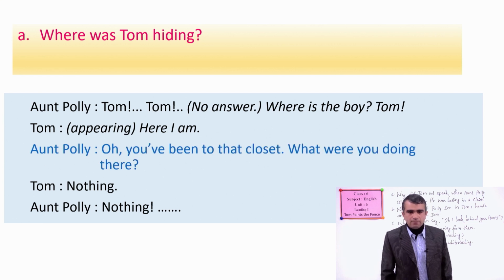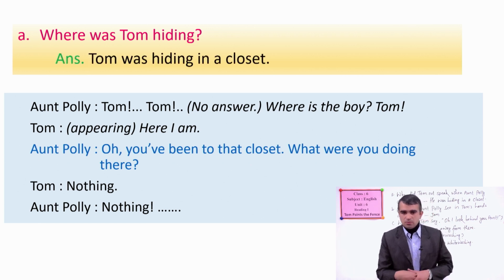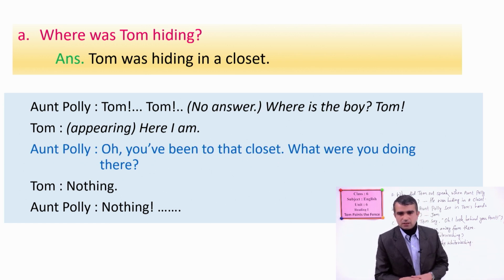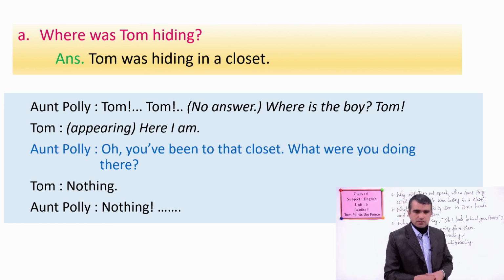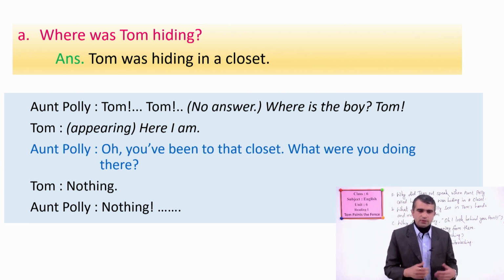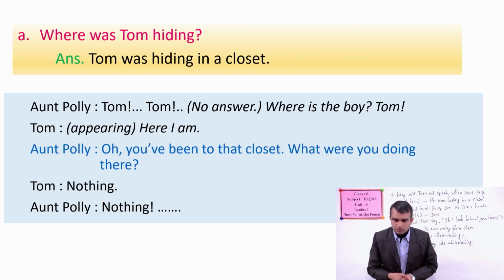Here Aunt Polly says, oh, you have been to the closet? What were you doing there? So where was Tom hiding? Yes, closet. Very good. He was hiding in a closet. You can either write a full sentence or just a few words. If you write a full sentence, Tom was hiding in a closet.